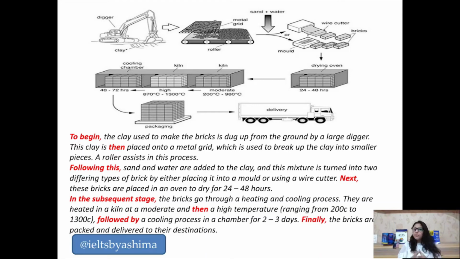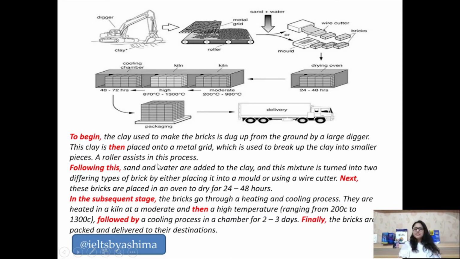Fine. So अब आपको कोई confusion ही नहीं है. You can write your whole process in this passive voice. Okay, let's see the next line of this sample answer. This clay is then placed onto a metal grid which is used. अब आप देखो यहाँ पे क्या लगाया हुआ है, which is used. ठीक है, to break up the clay into the smaller pieces.